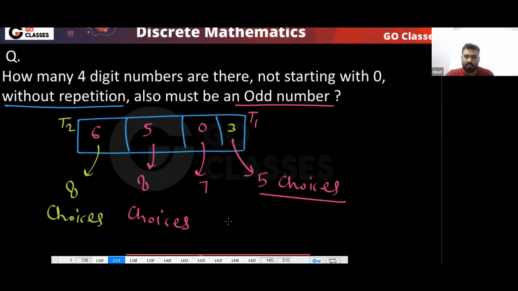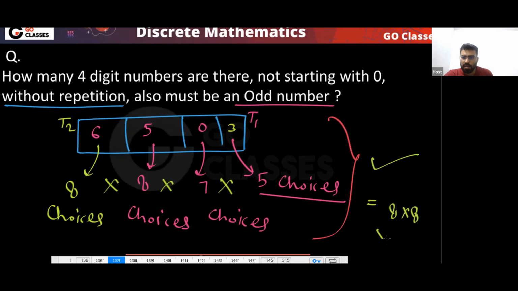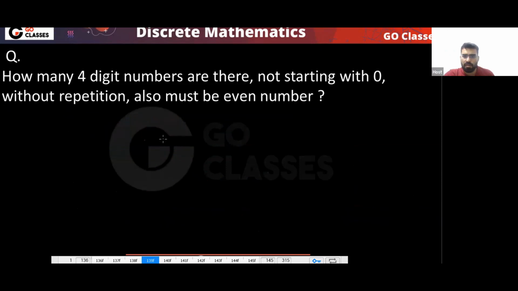Is this clear? This answer is correct, because you can notice we are having an odd number. So this answer is correct: 8 into 8 into 7 into 5. So this is a guideline. So let's start with this.